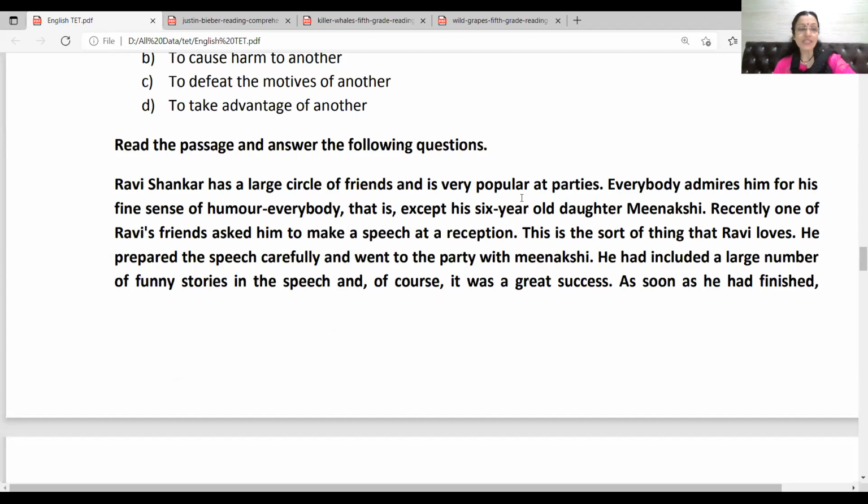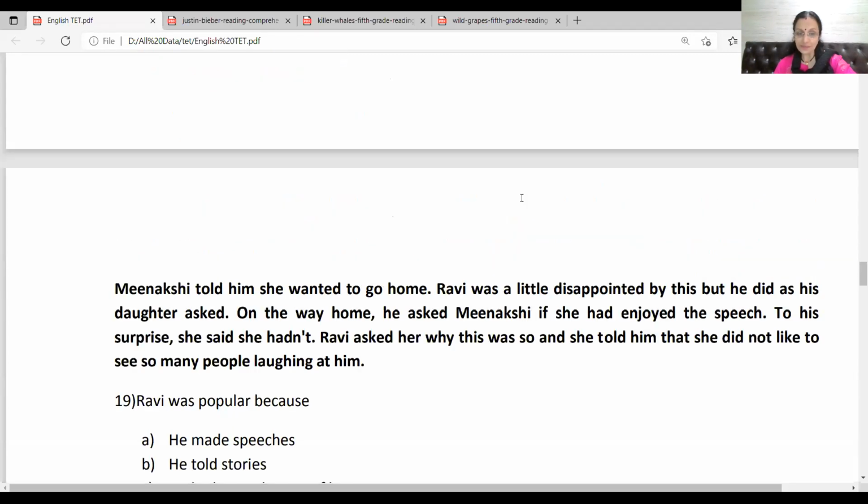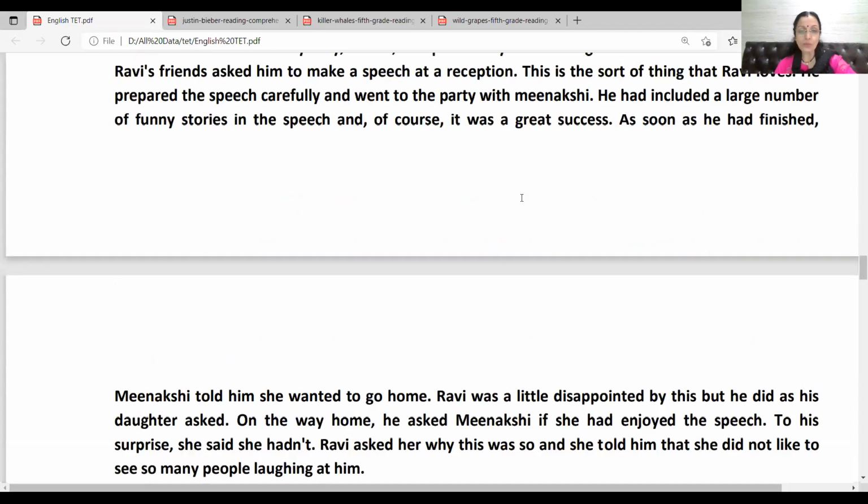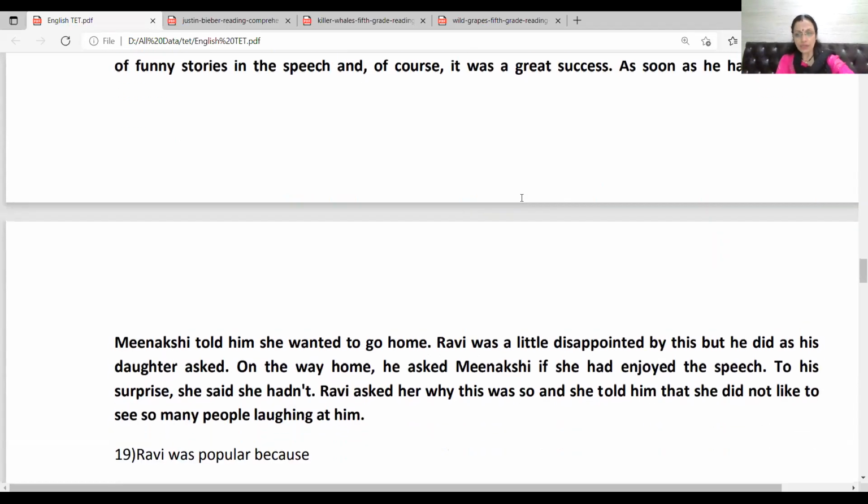As soon as he had finished, Meenakshi told him she wanted to go home. Ravi was a little disappointed by this, but he did as his daughter asked. On the way home, he asked Meenakshi if she had enjoyed the speech. To his surprise, she said she hadn't. Ravi asked her why this was so, and she told him that she did not like to see so many people laughing at him.